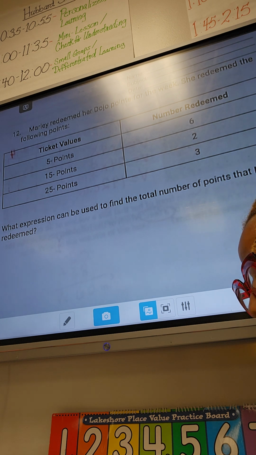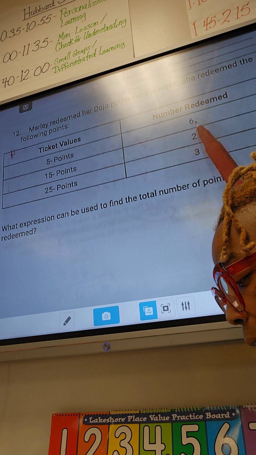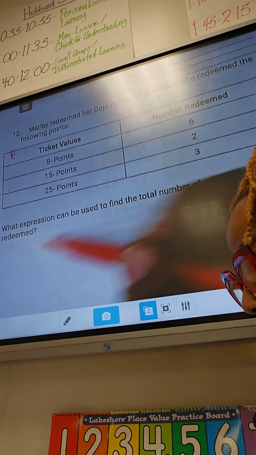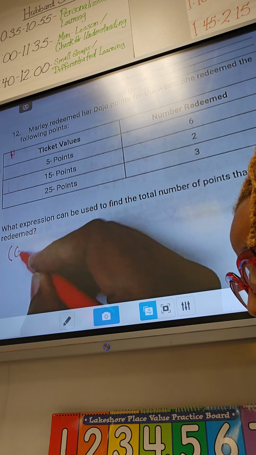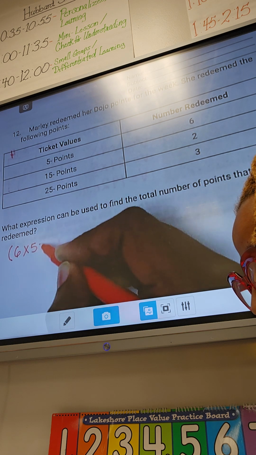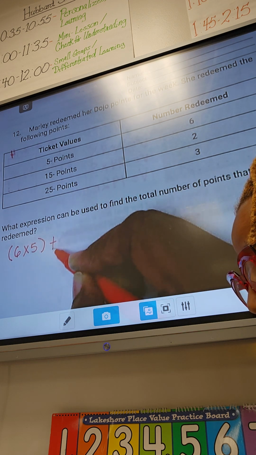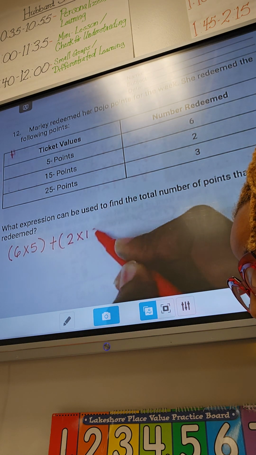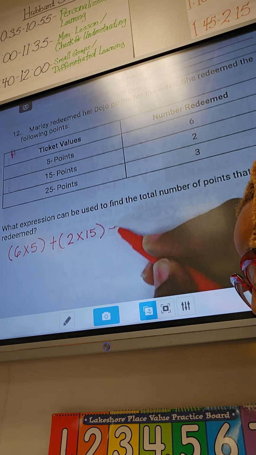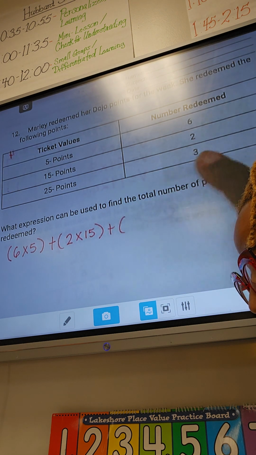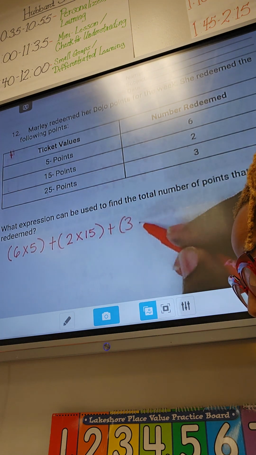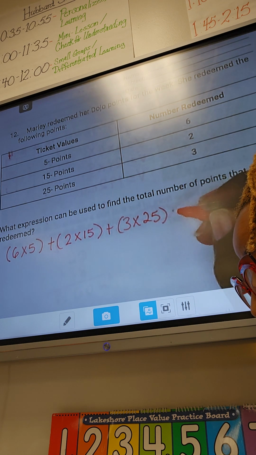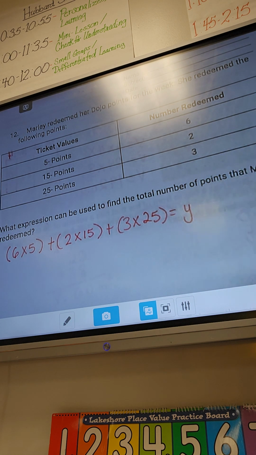All right, so if I have bought 6 tickets with 5 points, y'all should be used to this by now. So I know that means 6 times the 5 points I'm going to use plus 2 times the points I'm going to use, 15, and then plus 3 times 25 equals y.